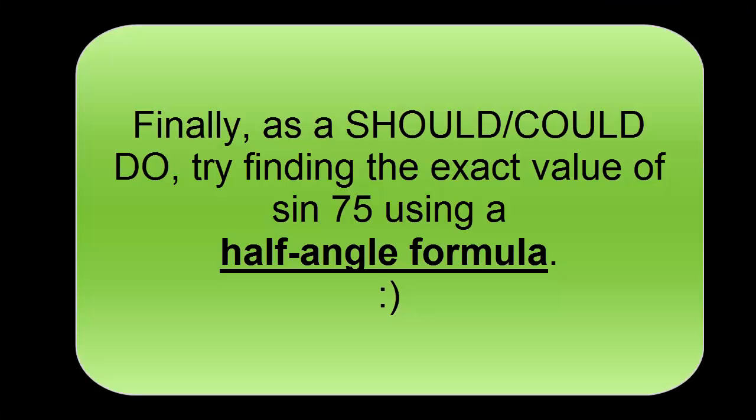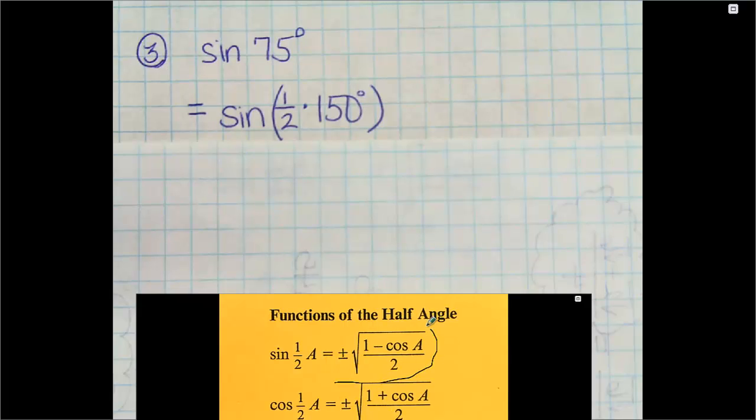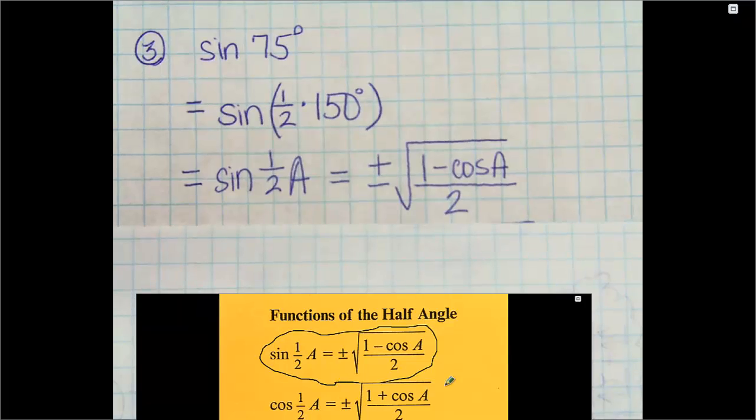And the last thing I'd like you to do is try it using a half angle formula from your formula sheet. 75 is half of 150. There are half angle formulas we can use. And I'm not showing you anything else. I want you to try it and see what happens.